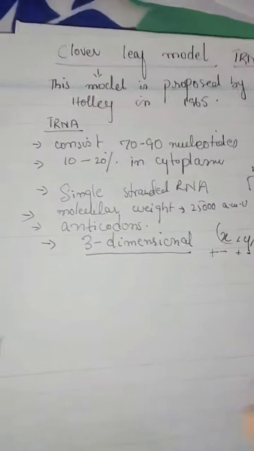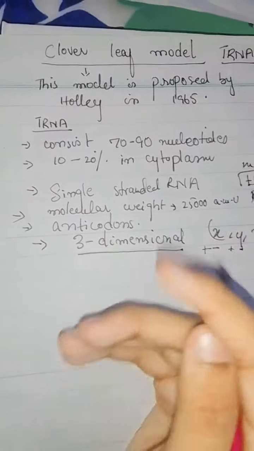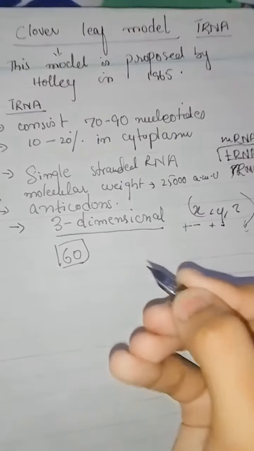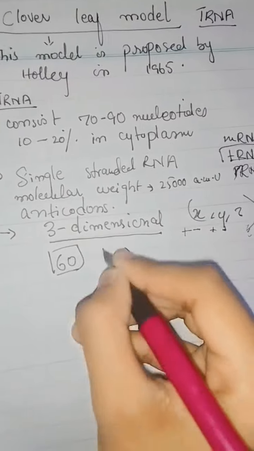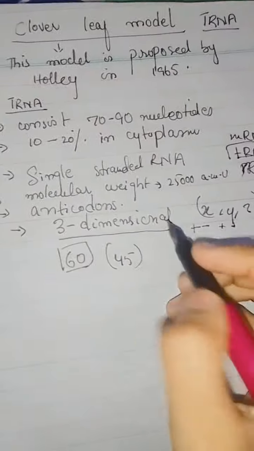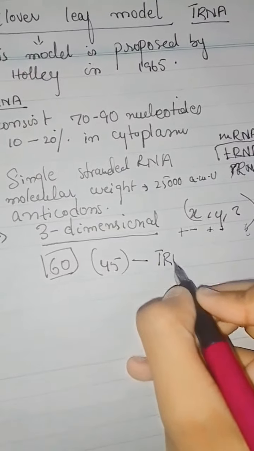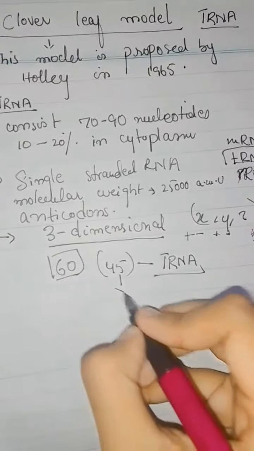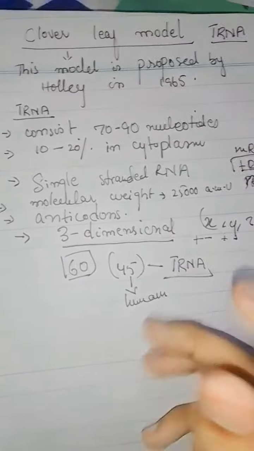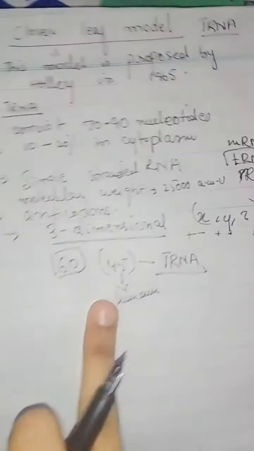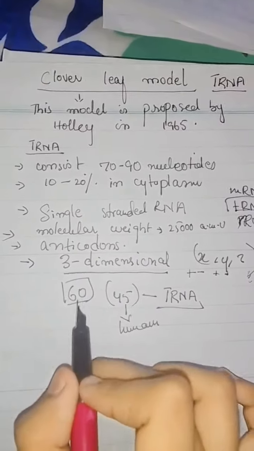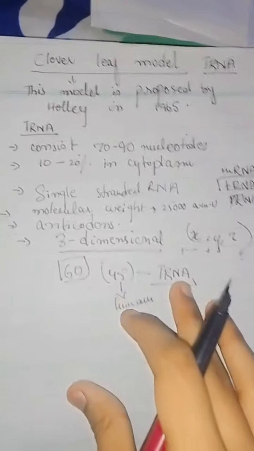If we talk about the total amount of tRNA that is present, it is 60. It is 60, the total amount of tRNA. But if we talk about humans, humans have 45 tRNA. 45 is the amount of tRNA in humans, and 60 is overall. If they ask about the human, you have to go with 45, but if it is asked normally, you should go with the 60 amount of tRNA.